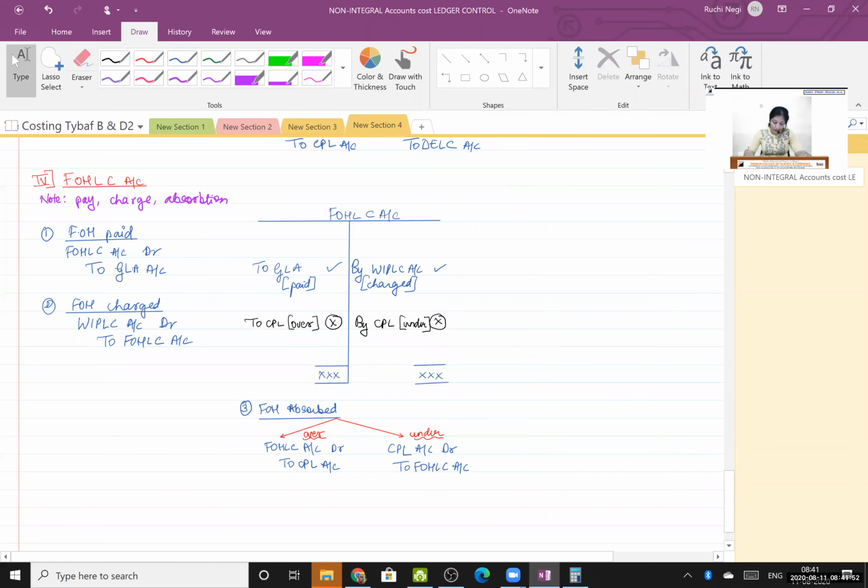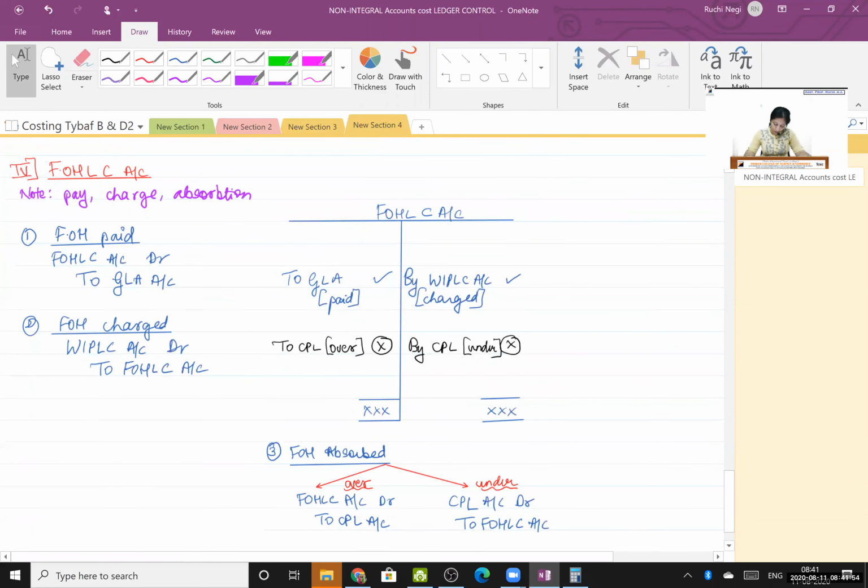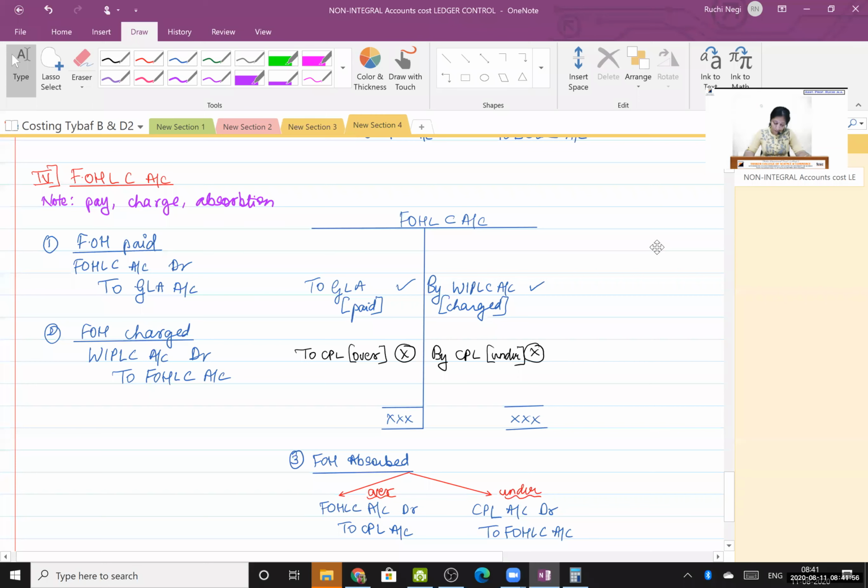So here it is clear. Acknowledge it in the chat box. यहाँ तक समझ में आया? Now see what next. Yes.